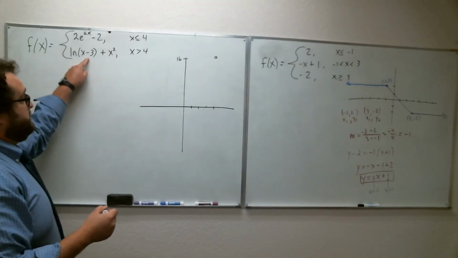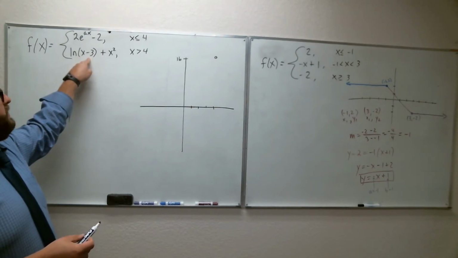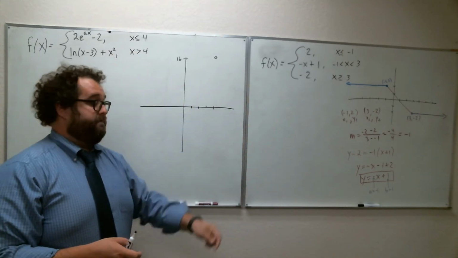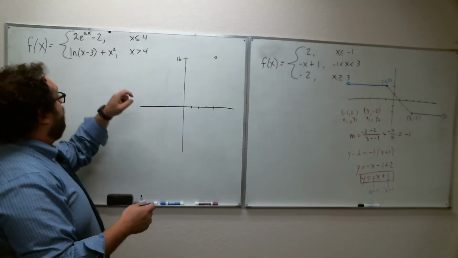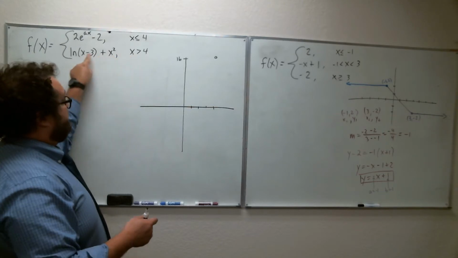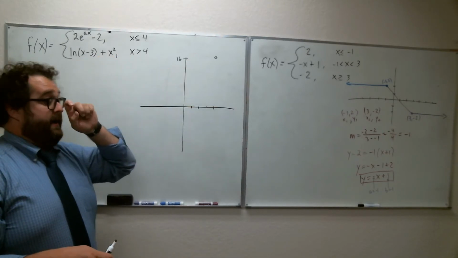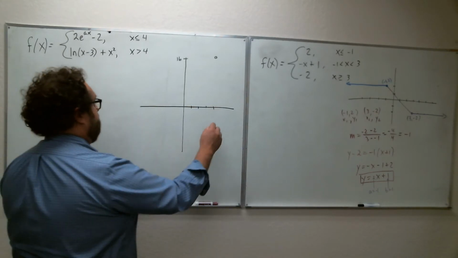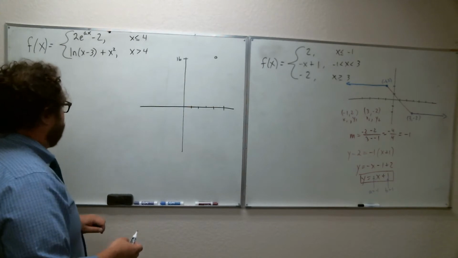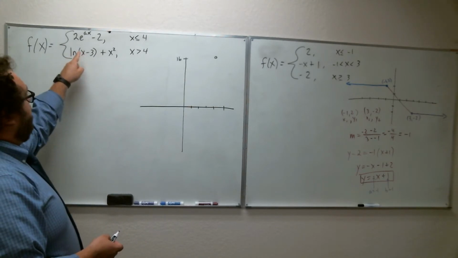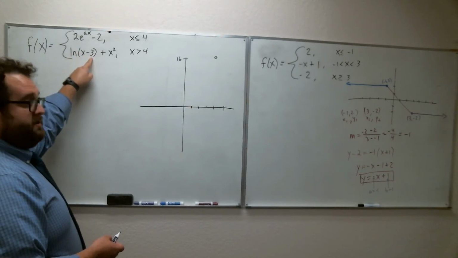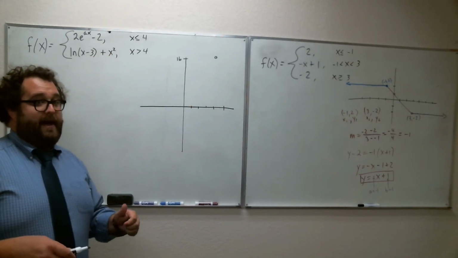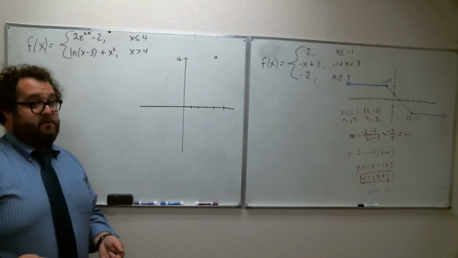But this function's not defined at that point. Okay, I want to be clear there. This function is only defined for points to the right of 4. I'm just trying to get an idea of what this function looks like over here, because I have no idea off the top of my head. Okay, now let's plug in, let's say a 5. Let's see what the function looks like at 5. Well, you would have natural log of 5 minus 3, which is natural log of 2. So natural log of 2 plus 5 squared. So natural log of 2 plus 25.